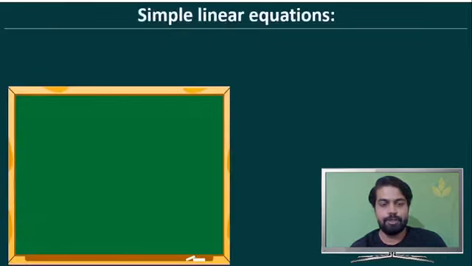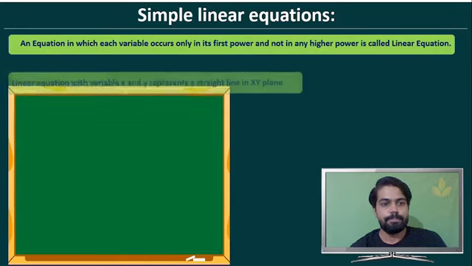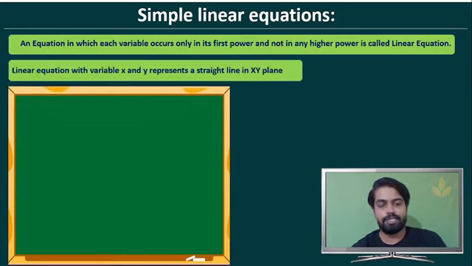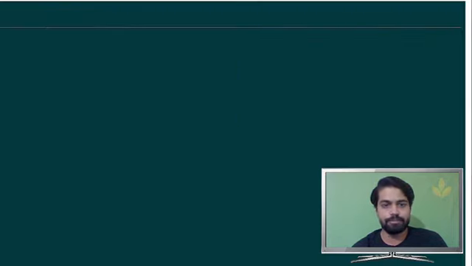So first we are going to understand what is simple linear equation. An equation in which each variable occurs only in its first power and not in higher power is called linear equation. And the linear equation with a variable x and y represent a straight line in the xy plane. That is why the name linear equation. Degree of a linear equation is nothing but the highest power of the given terms in the equation, that is always 1, because x power is always 1 and y power is also going to be always 1 in this kind of equations.